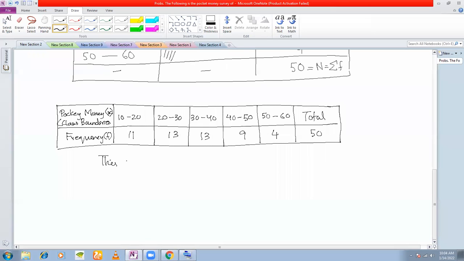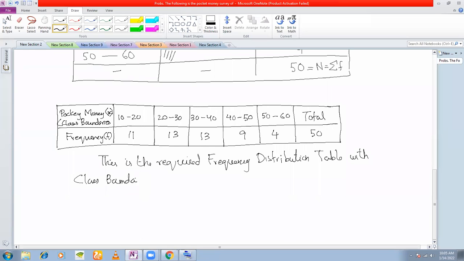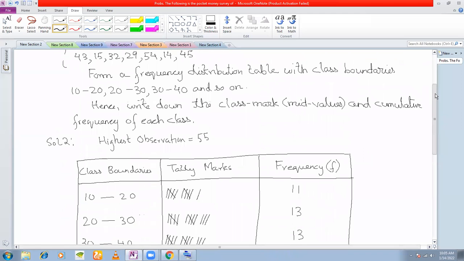This is the required frequency distribution table with class boundaries. That completes the first part of your question. Any question till this part? Any queries you have? No, sir.